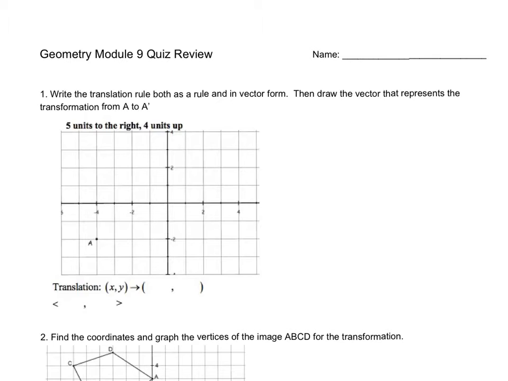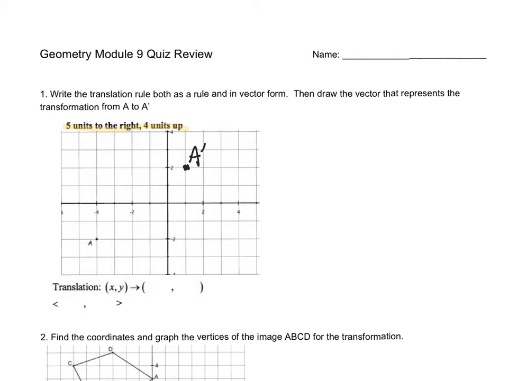It says our translation is 5 units to the right, 4 units up. So we look at our point A, we want to go 5 units right, then we want to go 4 units up to place our point A prime.